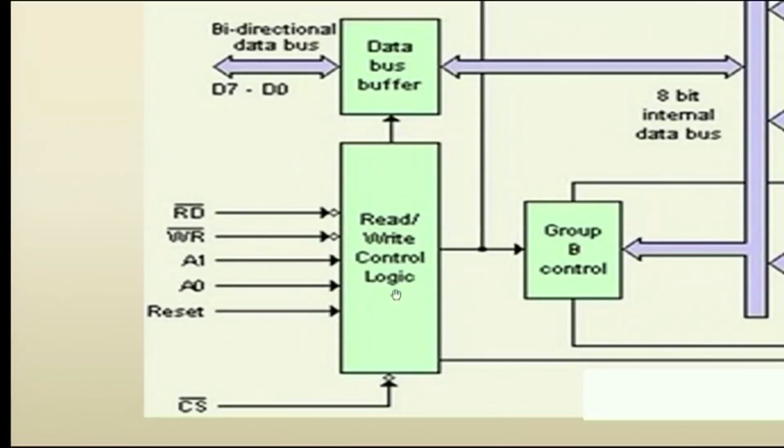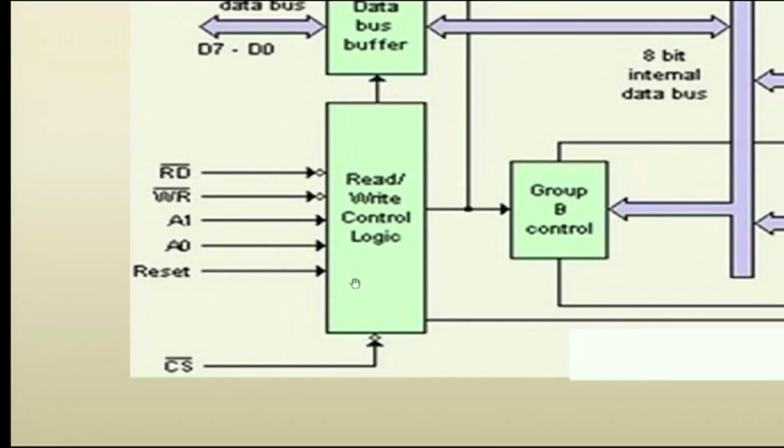The next block is the read and write control logic. In the read and write control logic, 6 signals are available. The first signal is RD bar, which is an active low signal, connected with the inverter, and is used to perform the read operation. The next signal is WR bar, which is connected with the inverter to perform the write operation. Then two address signals, A1 and A0, are connected to the control logic, mainly used to provide the port addresses for the 3 ports and the control register.